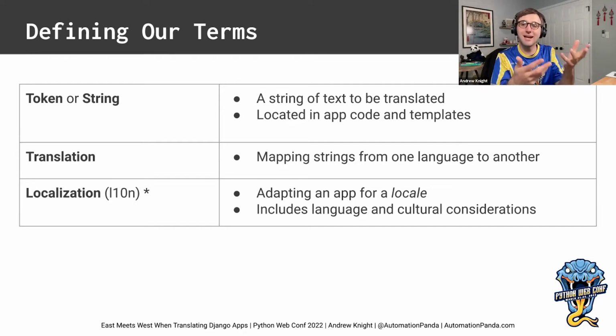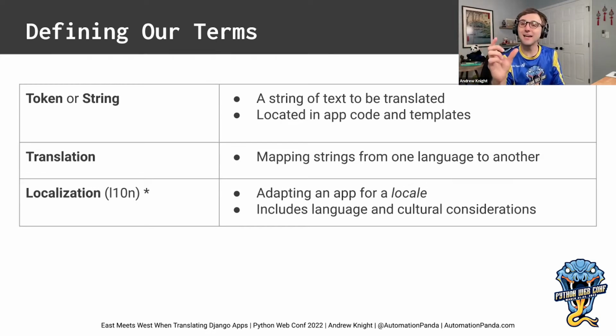When we have an application, we would say, hey, I'm going to localize this app for mainland China. The locale would be mainland China, and the locale includes not just language, but also cultural considerations. So not only do I need to say ni hao instead of hello, but I need to use simplified Chinese characters for mainland China versus traditional Chinese characters for Hong Kong, Taiwan, or Singapore.